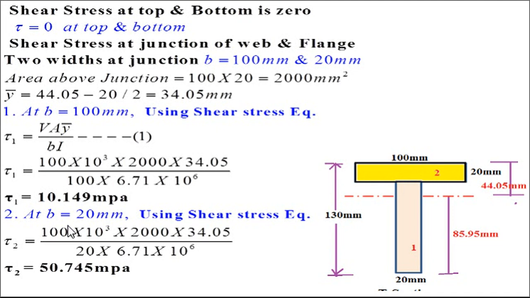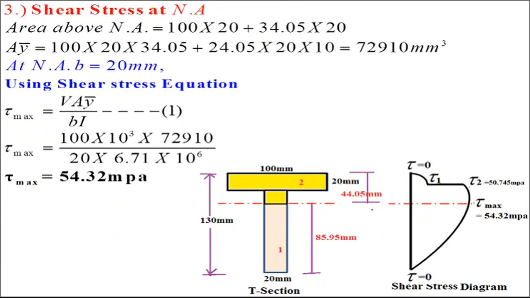But when b equal to 20, because at the junction there are two widths, one is 100, another is 20, all the values above will be the same here, only b will change. Here it was 100, now it is 20. By solving this, you will get tau 2 as 50.74 MPa. So that is at the junction when b is 20. So we have calculated tau at the junction. There are two values, tau 1 and tau 2, and another value you have to calculate at the neutral axis. That will be tau max, the shear stress at the neutral axis.